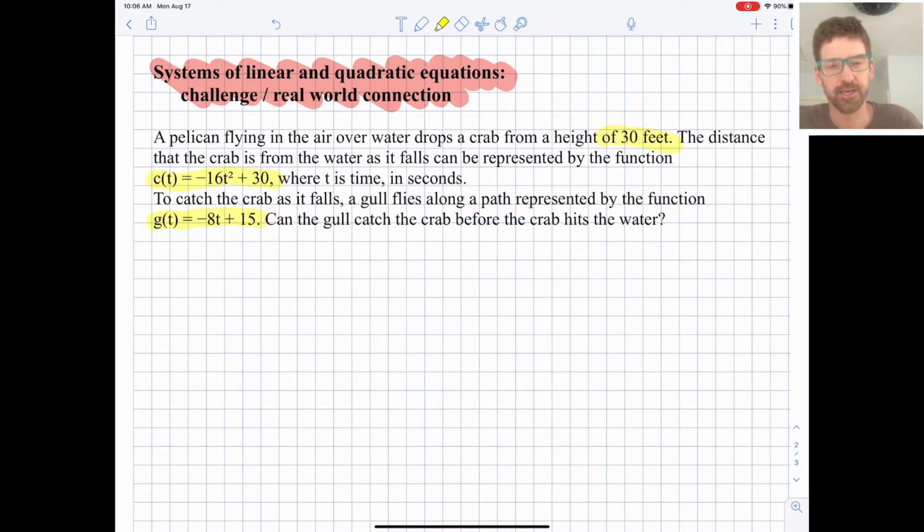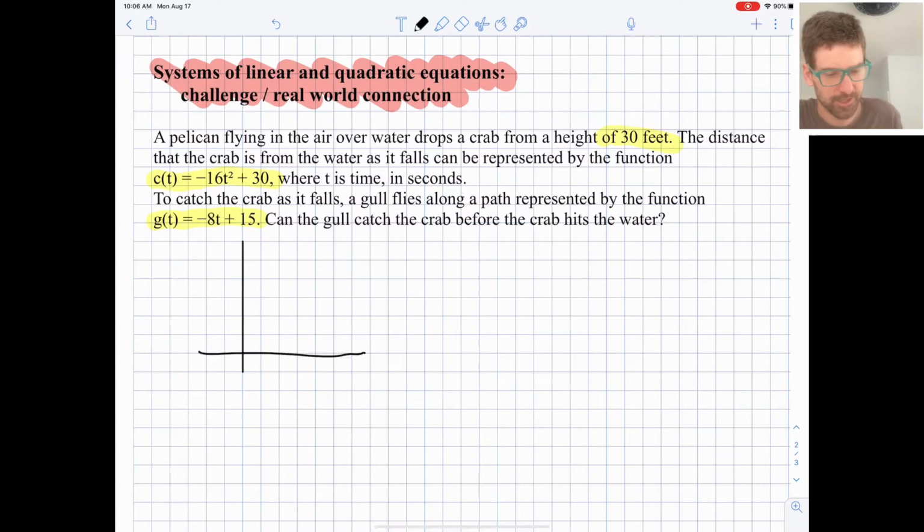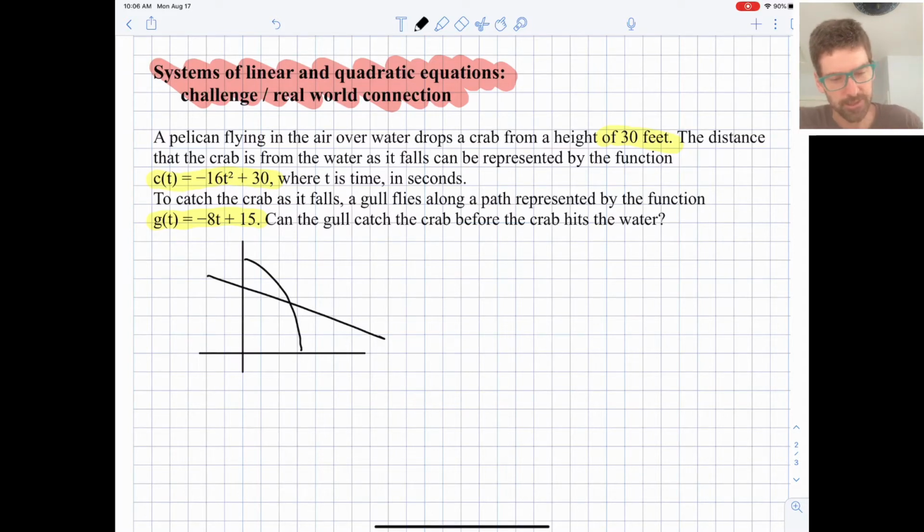So if they intersect at a height above 0, let's model this here. I am not going to actually graph the actual parabolas or the actual functions here, but maybe we have something like this, and maybe we have another something like this. If they intersect, so this is the gull and this is the crab, that means it's at the same height at the same time, which means the gull will be able to catch the crab, as long as there's no horizontal distance between them, but we're making things a little bit simpler here.